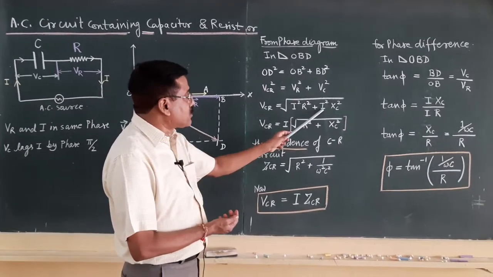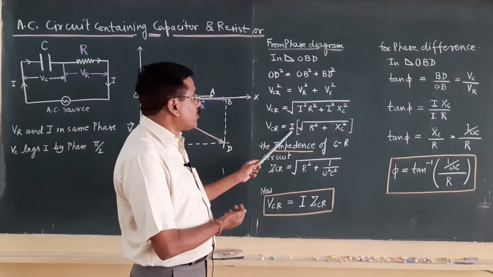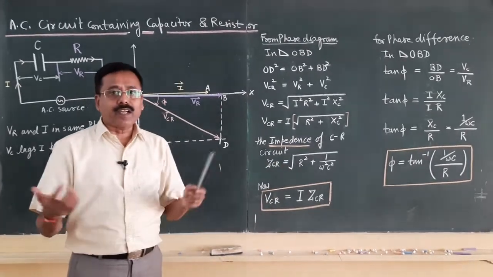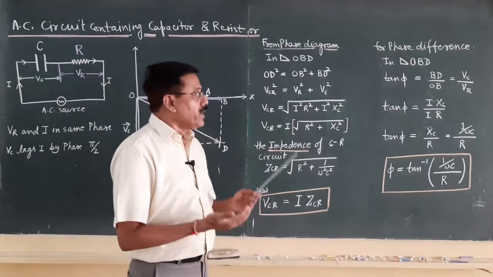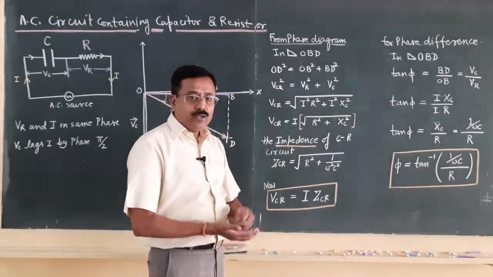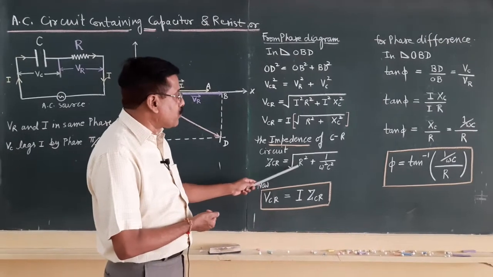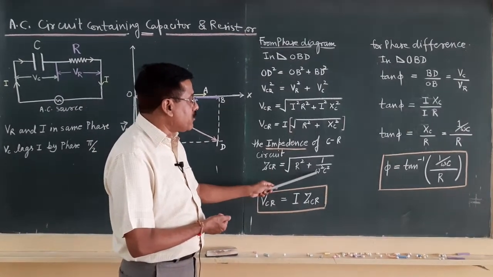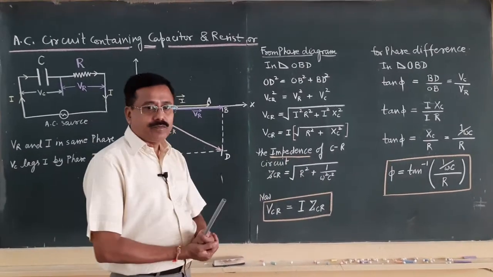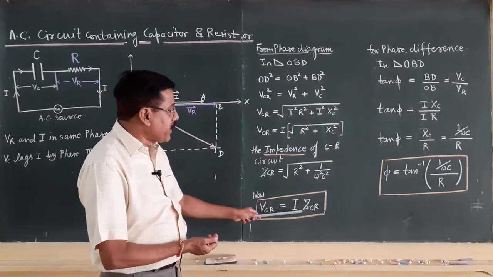Now I square is common in both terms, so out of the root it will simply be I. Then VCR is equal to I times the root of R square plus Xc square. The bracketed term is the combined resistance of both the capacitor and resistor, and this is known as the impedance of the CR circuit. The expression for impedance is ZCR equal to the root of R square plus 1 by omega square C square, because Xc is equal to 1 by omega C.